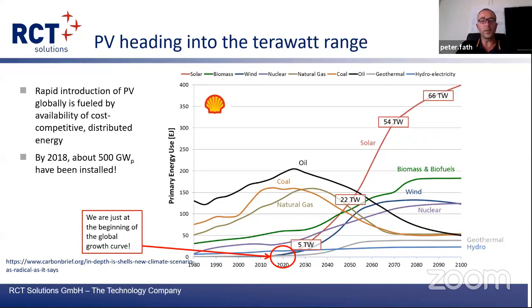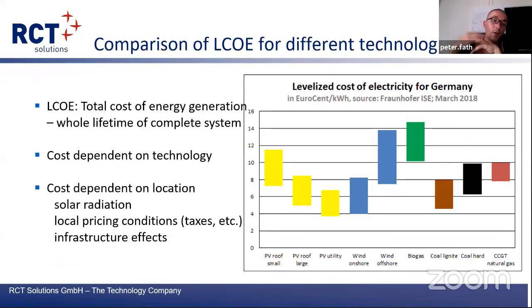Of course, wind will grow as well. But as you know, wind also has limitations because we have some good wind sites, but not all sites over the globe are good for wind power. We also have biomass and biofuels. But the biggest is solar. So we are expecting 22 terawatts coming from solar in the year 2015.